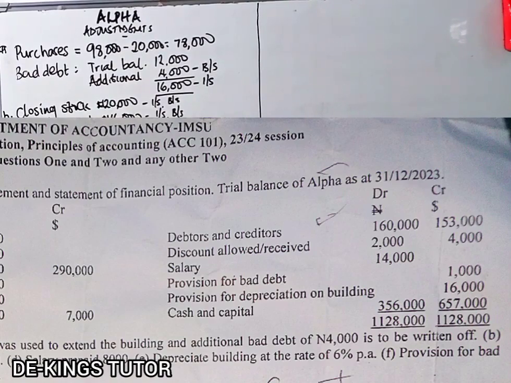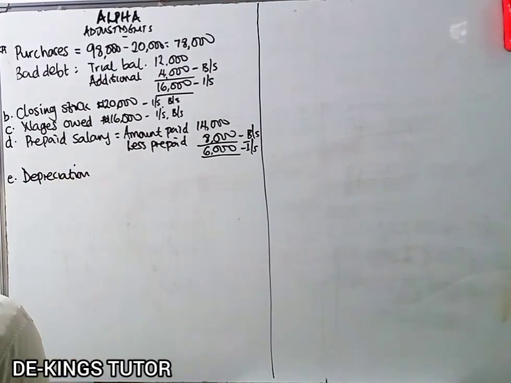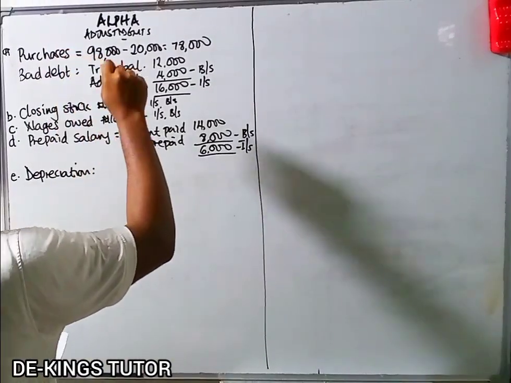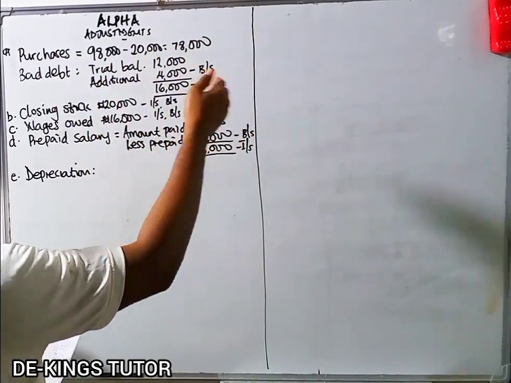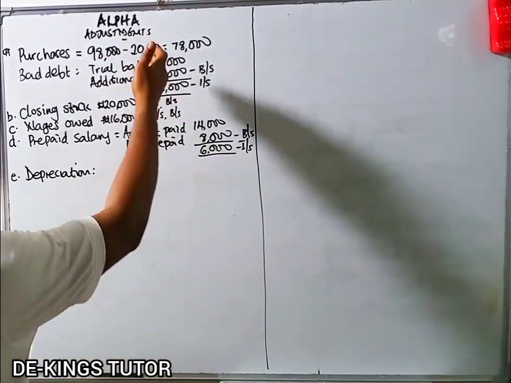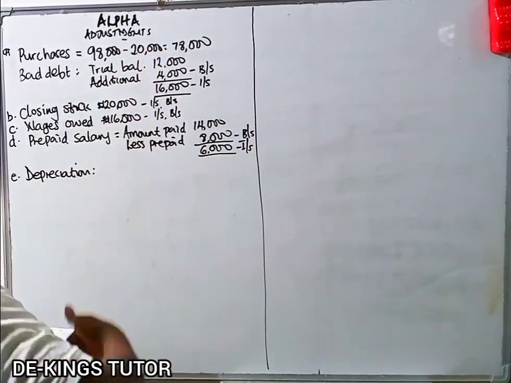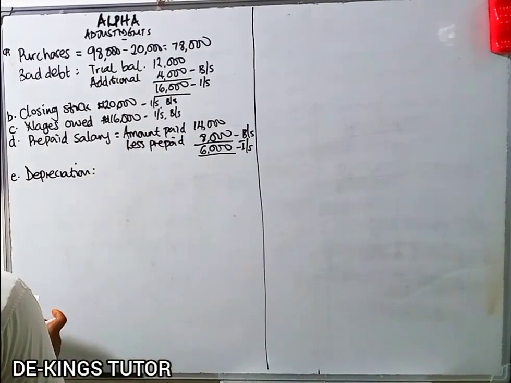So the next one, which is E, they say depreciate building at the rate of 6% per annum. So we'll have depreciation. Building at 6%, now remember in this question they said that purchases money was used for extension of the building of 20,000, which we deducted. So it means to know the actual building value, we have to add up that 20,000 to the current value of the building.